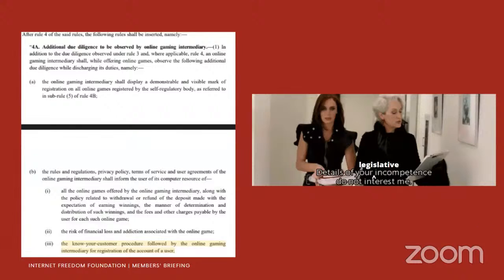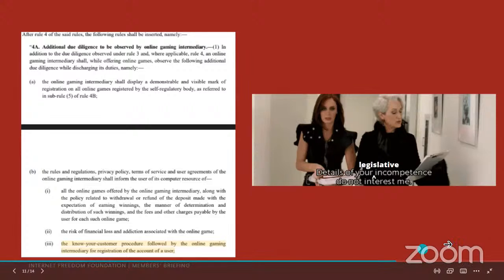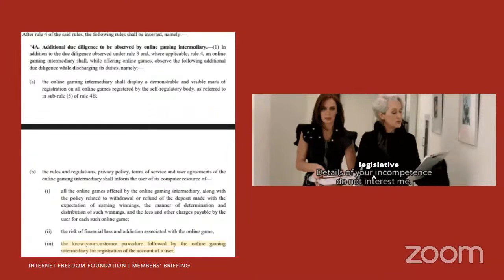So again, the rules introduce a KYC procedure which has to be followed by online gaming intermediaries for registering accounts of users. This is also the same procedure which is mandated by the RBI to verify and identify customers at the start of an account-based relationship. So the consequence of this is that now the union government is vested with really broad powers to classify an intermediary as an online intermediary and exercise regulatory power for KYC in the absence of a clear legislative basis.